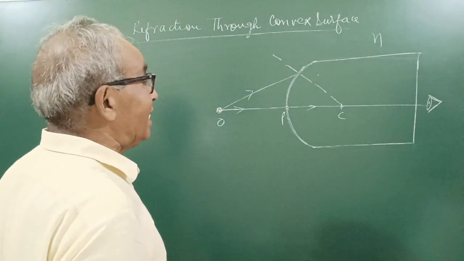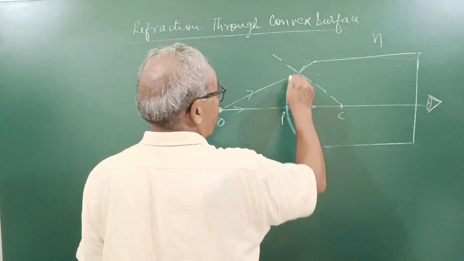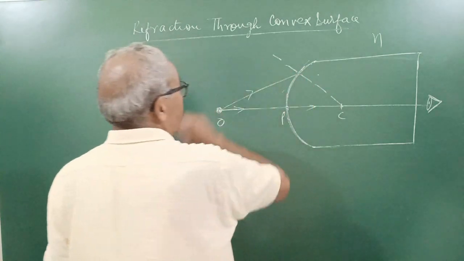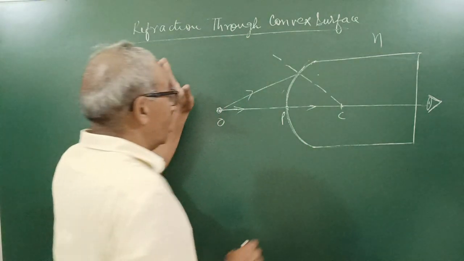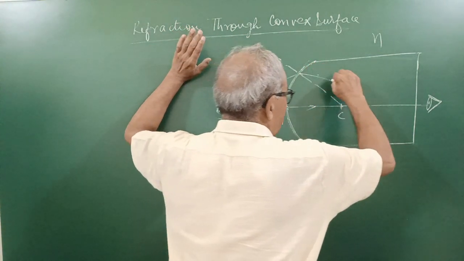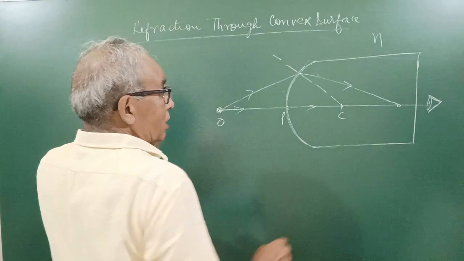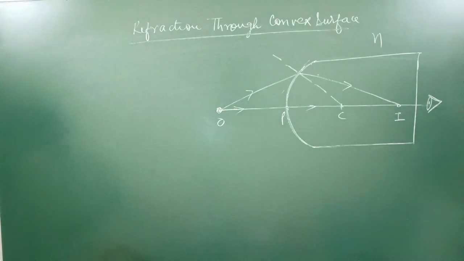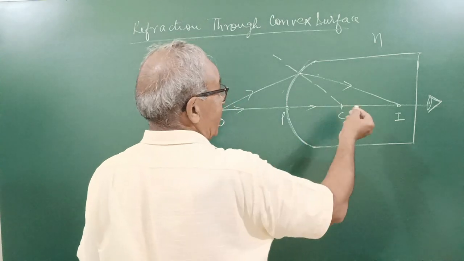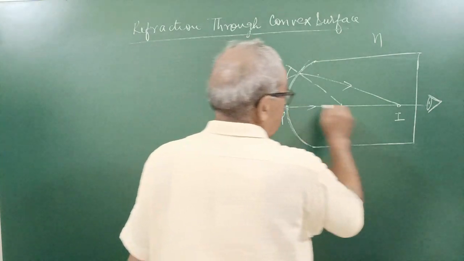Radius is perpendicular to the tangent, so the radius here will be perpendicular. PC equal to R. Now this light ray is going from air to glass, rarer to denser, so it bends toward the normal. It may bend like this, and will really meet the principal axis. And here is the real image. In the concave surface, I drew the virtual image. Here it is real, because the refracted rays have really met at this point.